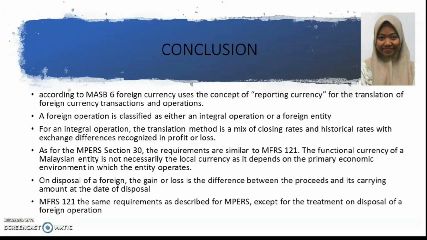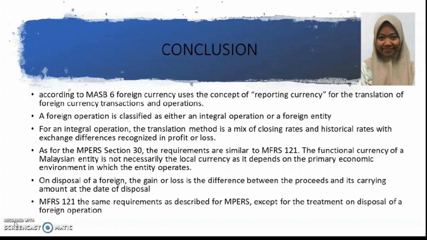Conclusion. According to MASB 6, companies use the concept of reporting currency for the translation of foreign currency transactions and operations. And a foreign operation is classified as either an integral operation or a foreign entity, depending on facts and circumstances. For an integral operation, the translation method is a mix of closing rates and historical rates with exchange differences recorded in profit or loss.